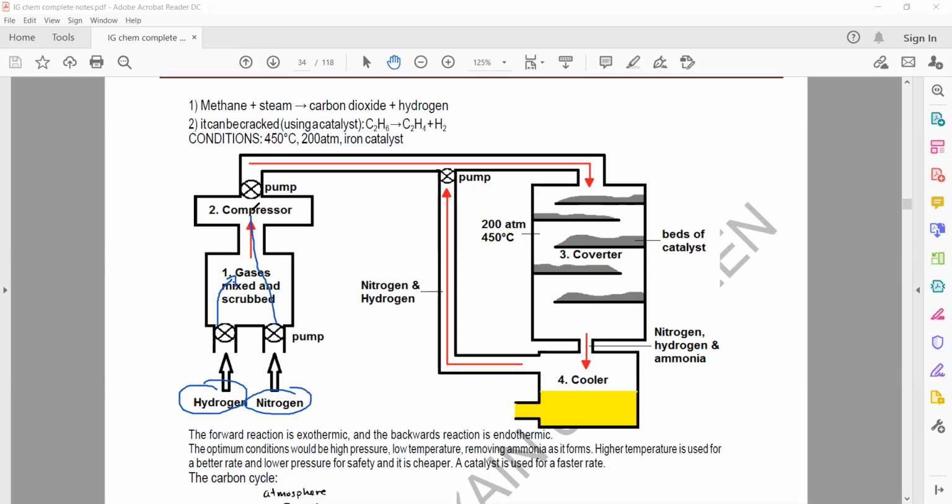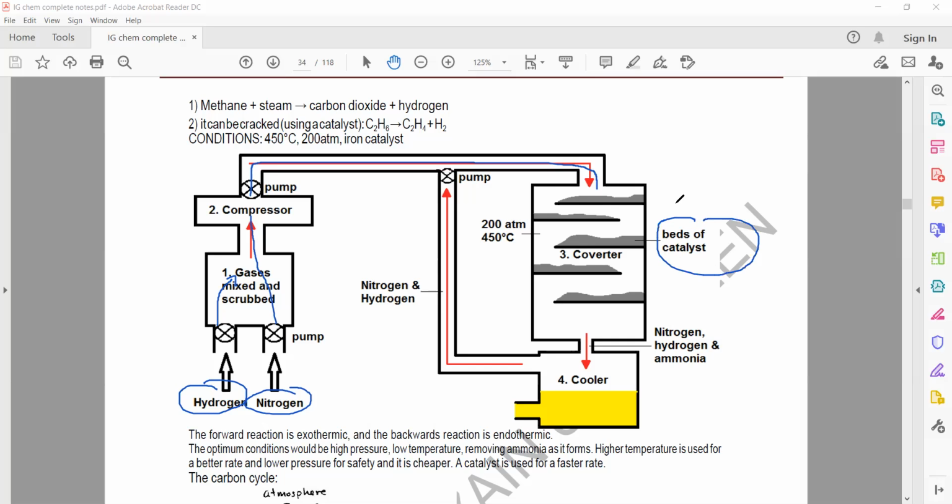Then we use a compressor. What is the purpose of the compressor? It is to increase the pressure. So this compressor will push these gases. The reaction still does not start, but when these gases pass over the catalyst, it speeds up the rate of the reaction.